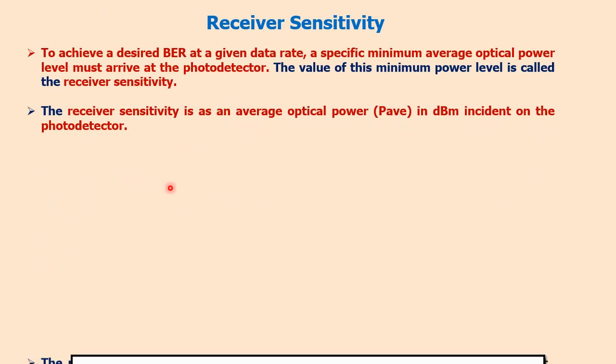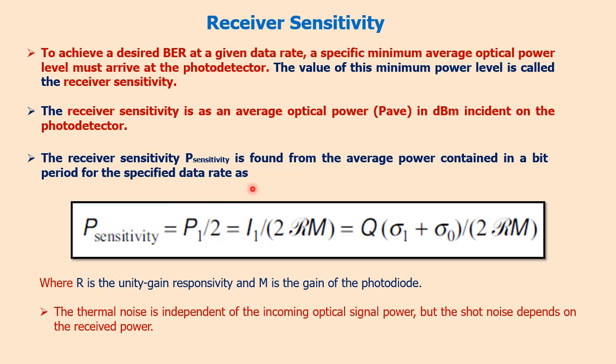Next, receiver sensitivity. So what is receiver sensitivity? To achieve the desired bit error rate at a given data rate, a specific minimum average optical power must arrive at the photodetector. The value of this minimum optical power level is called receiver sensitivity. In other words, it is an average optical power, in terms of decibel meter, that is incident on the photodetector.